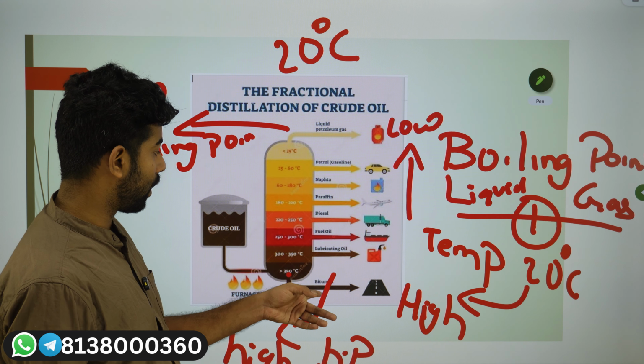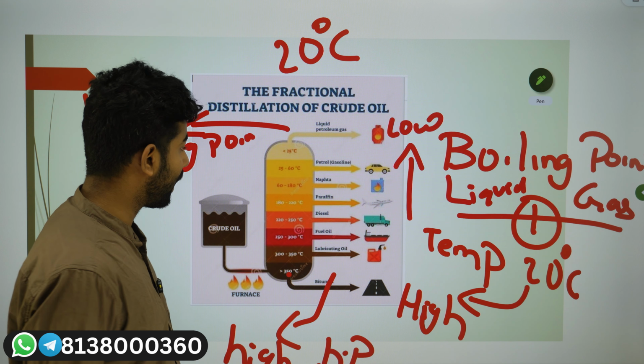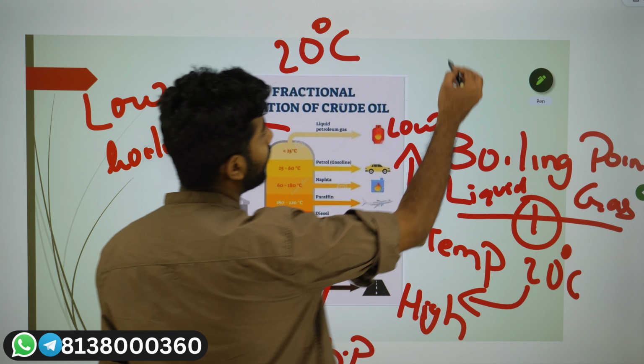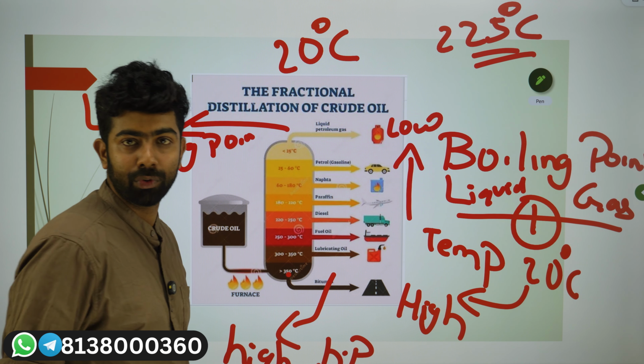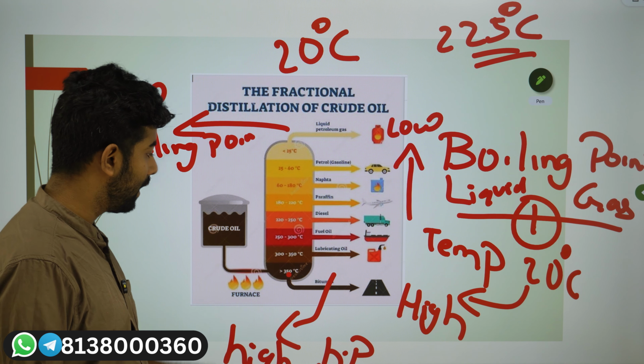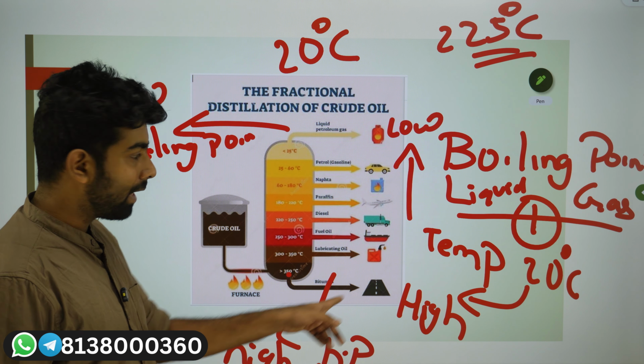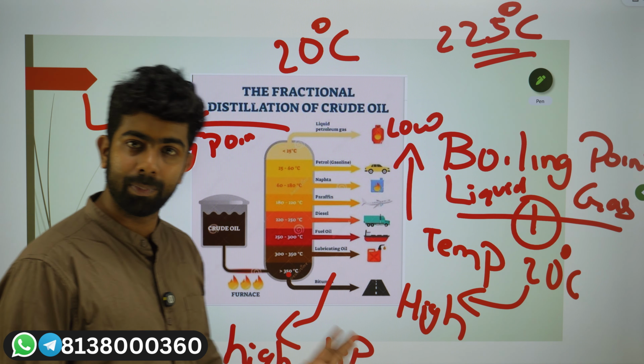Again, take the case of diesel. Say diesel has a boiling point of 225 degrees Celsius. At temperatures higher than that, it will still be in the gaseous form.